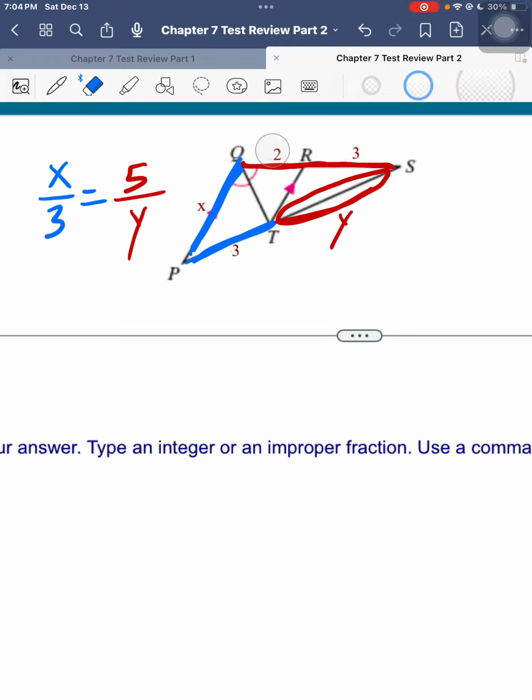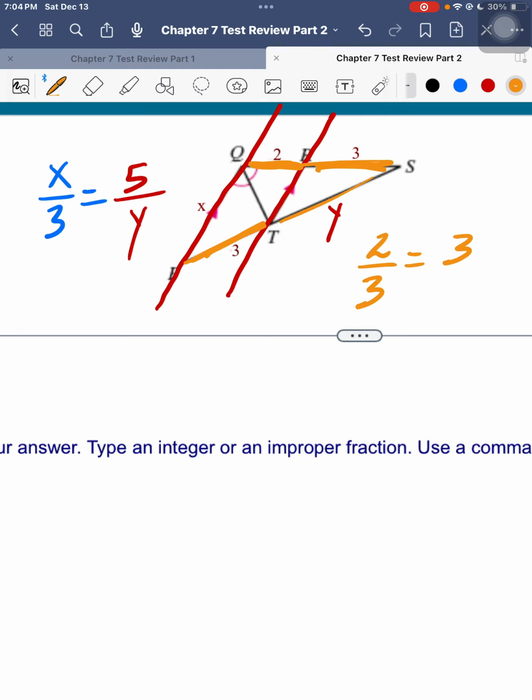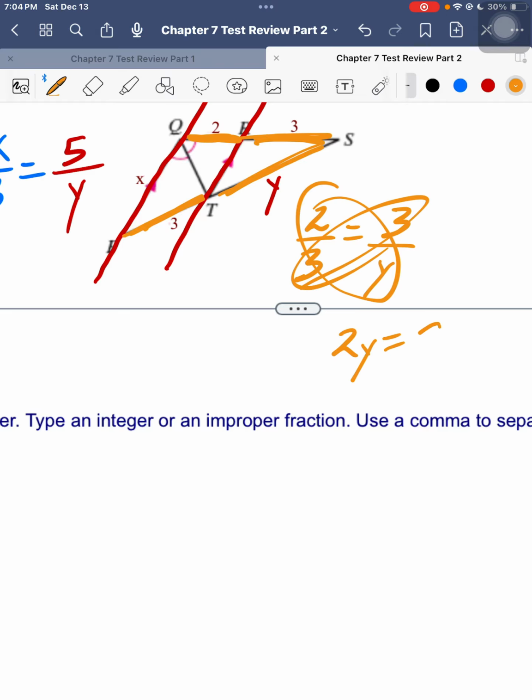So now let's solve for y. So I want to solve for this y. There are 2 theorems I have here. Not only do I have the triangle angle bisector theorem, I also have the side splitter theorem right here, which tells me that now this 2 is corresponding to 3, and that this 3 is corresponding to this y. So now I can solve for y here. So what is 2 times y? 2y. 3 times 3 is 9. So now I have y equals 9 over 2.